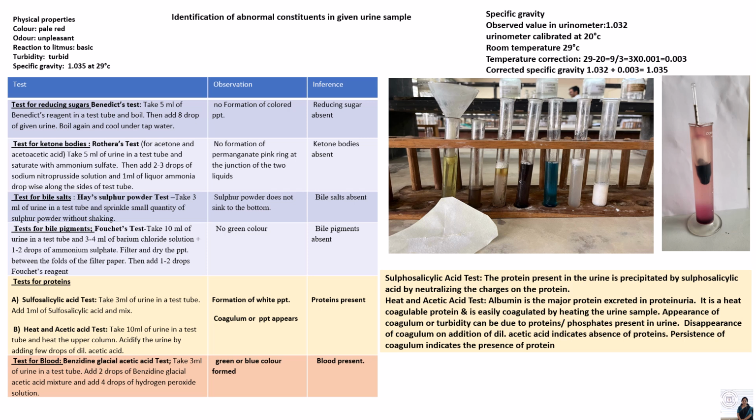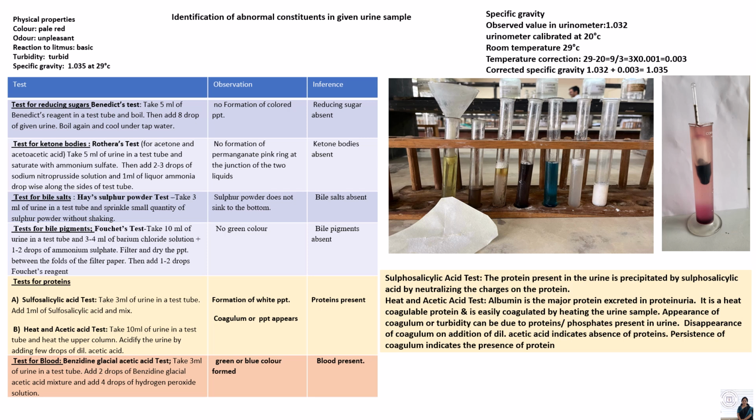So there is appearance of coagulum or turbidity, and this can be due to either excretion of proteins or phosphates. So when we add dilute acetic acid, if the coagulum persists, it is due to excretion of proteins, and if it disappears, it is due to phosphates.